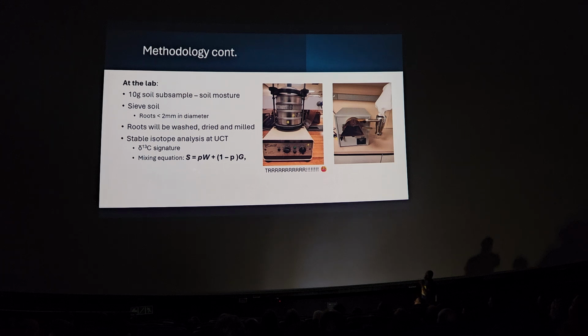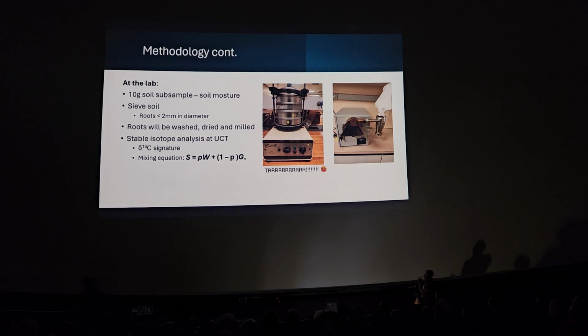Once I have the soil, I have to now go and look for the roots. The roots that we targeted were the roots that are less than 2 millimeters, because we believe those are the rain collecting roots. So we're trying to look at the water use of these plants.